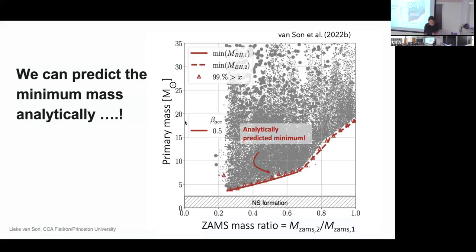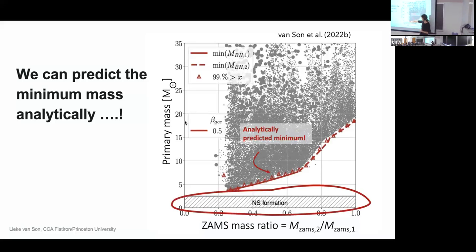And most importantly, since we're talking about neutron stars, you can see that under these assumptions, this minimum cutoff is above the maximum mass of neutron stars. So you will just not form any binary neutron stars with this. And so the stable mass transfer channel cannot contribute to binary neutron star formation.